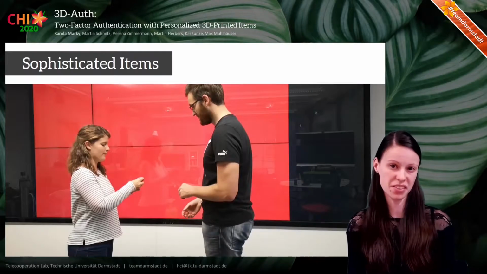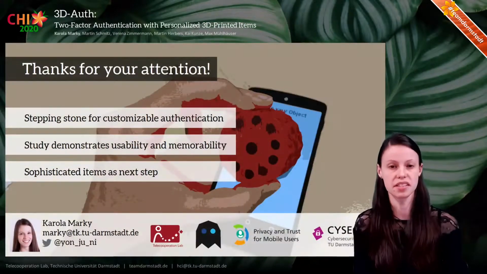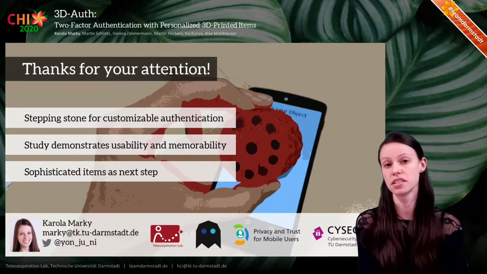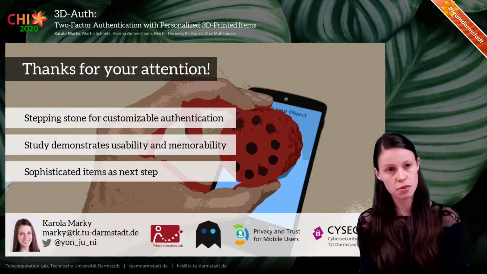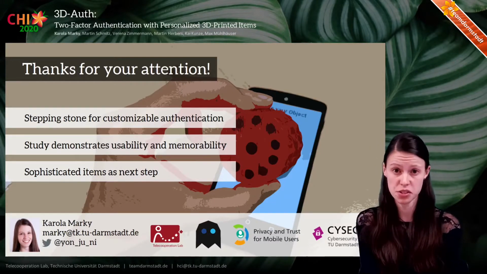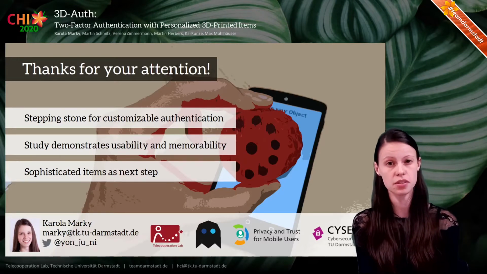So let me conclude. 3D-Auth is a stepping stone for customizable authentication. Our study demonstrates its usability and the memorability of authentication interactions, and we consider more sophisticated items as a next step.